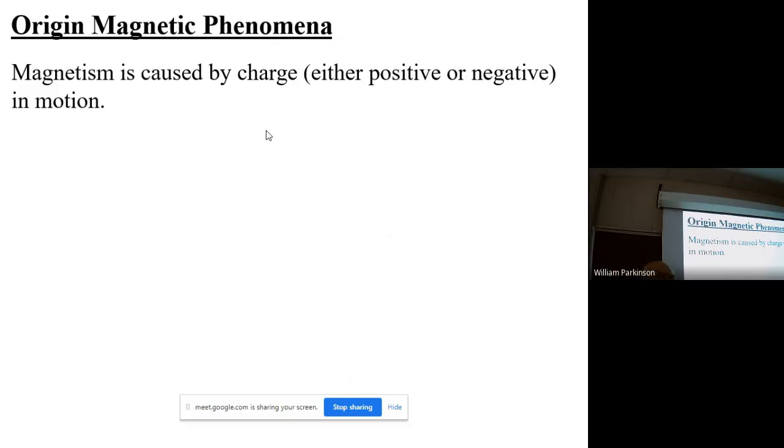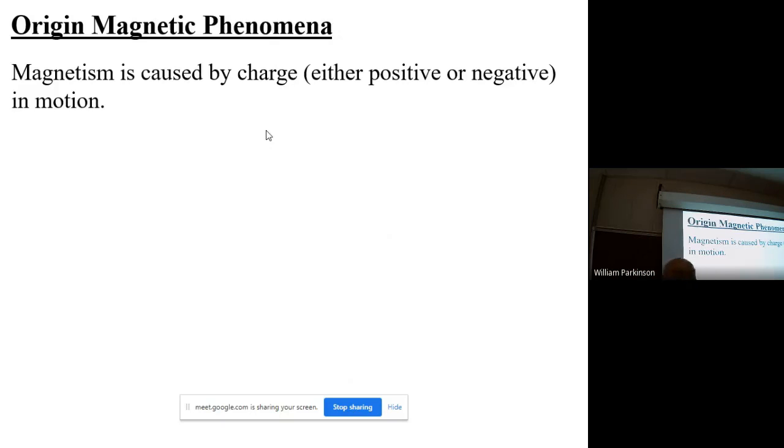So how do magnets occur? Well, the simple rule of what a magnet is: it's charge in motion. Charge in motion is a magnet. Charge being plus or minus. Plus moving makes a magnet, minus moving makes a magnet. Now, what you could say is that plus moving in a certain direction makes the opposite pole of what negative moving in that same direction would make.